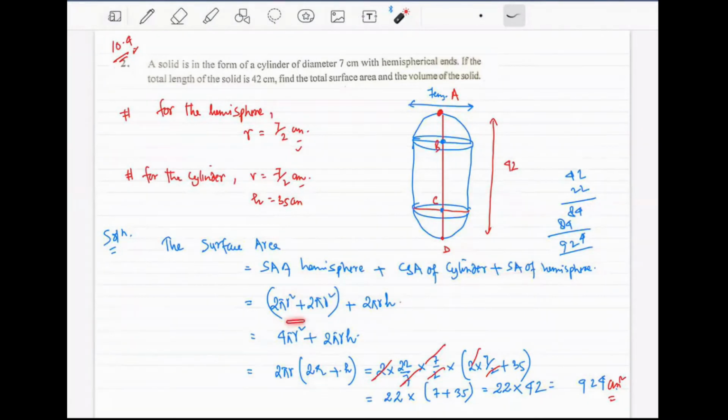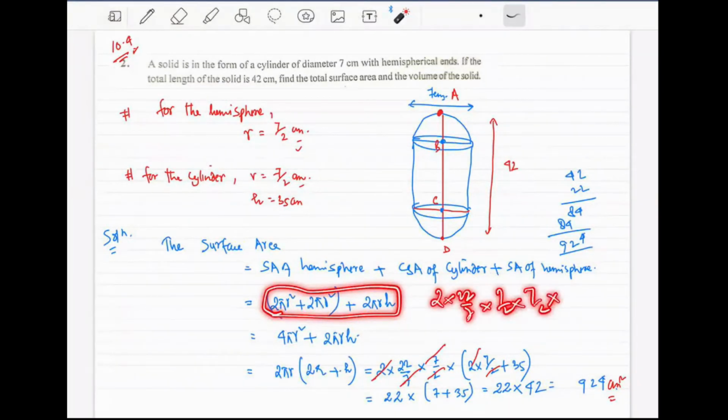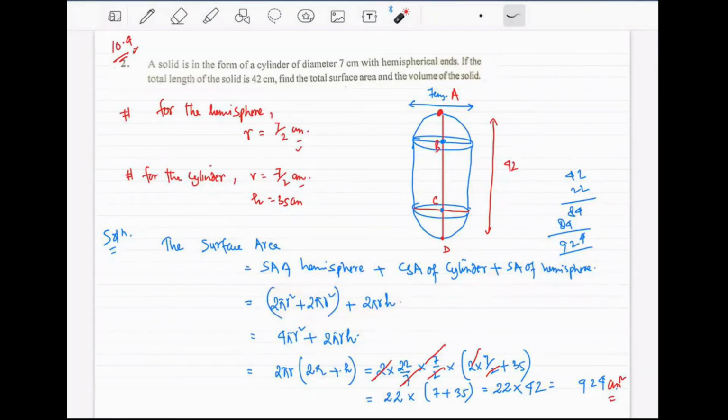After that, you just take out common factor. You can put the value in here also: 2 into 22 by 7 into 7 by 2 into 7 by 2 into plus 2 into, that will be very long, right, if you put it here. That's why we put together the formula first, take common factor, and then put in the value. That way it's much shorter and it's more accurate also. Less chance of making mistakes. Okay, you copy this. Then moving on.